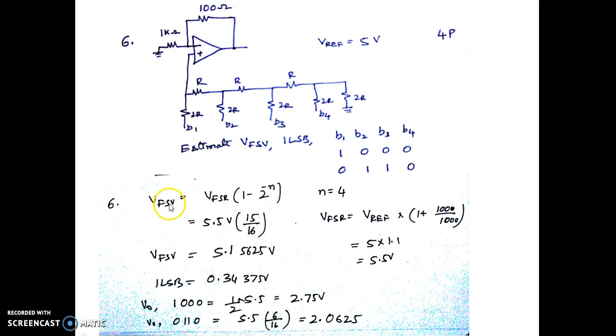So the actual output, this is the full scale voltage. Full scale voltage is nothing but full scale range multiplied by 1 minus 2 power minus n. So we are getting the value of full scale voltage as 5.15 volts, and we can find the full scale range voltage, which is VFSR into K. K is actually 1.1, so we get VFSR as 5.5 volts. Substituting this combination of V0 here, we get the output voltage as 2.75 and 2.06.